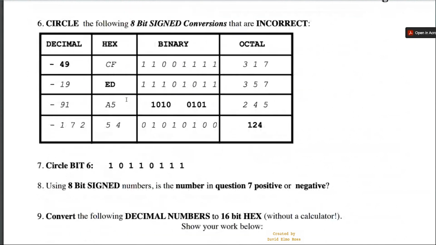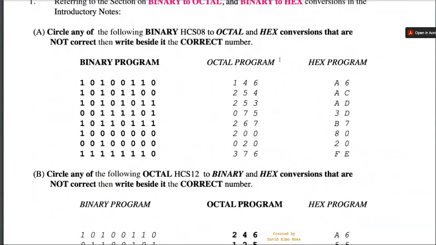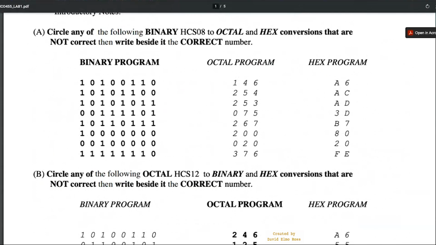And as we go through, we're going to learn about all these other things in here. There are 3 different programs here, one in binary, one in octal, one in hex. And let's take a look at where that comes from.